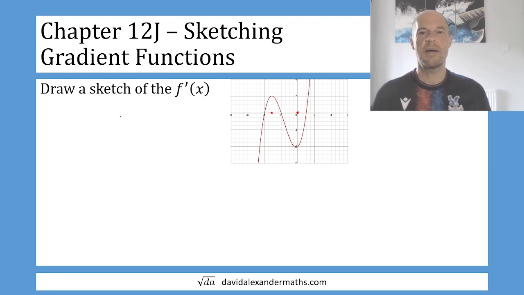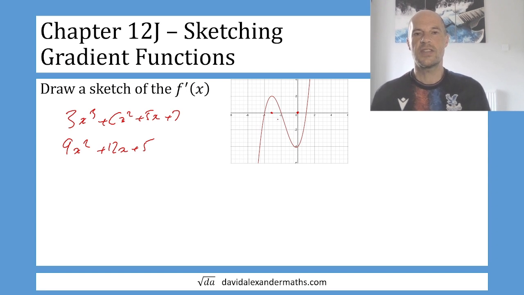Now we need to remember that a cubic graph, so let's say 3x cubed plus 6x squared plus 5x plus 7, will always differentiate to a quadratic, so that would be 9x squared plus 12x plus 5. So we know that this is going to differentiate to a quadratic, and these are the intercepts.